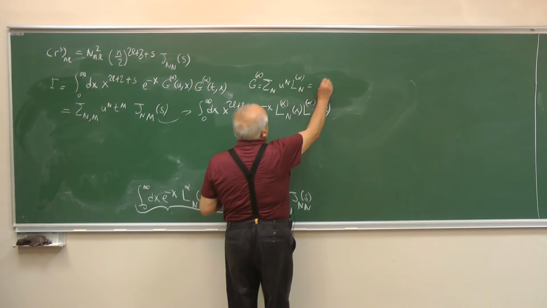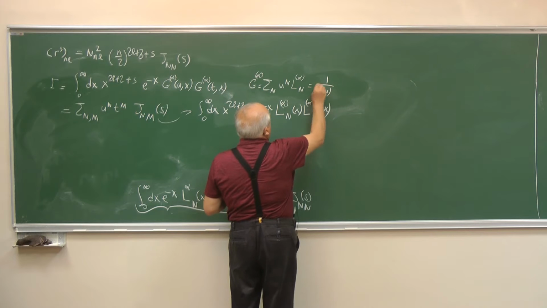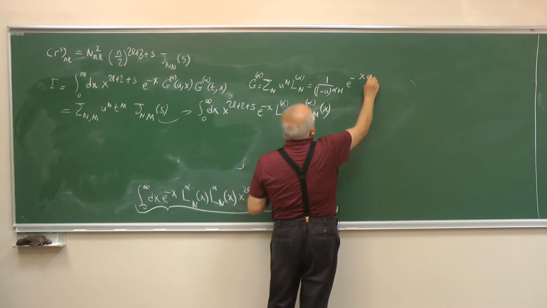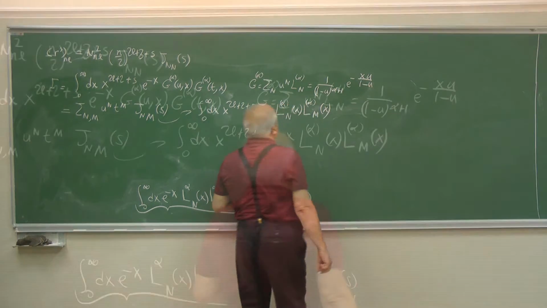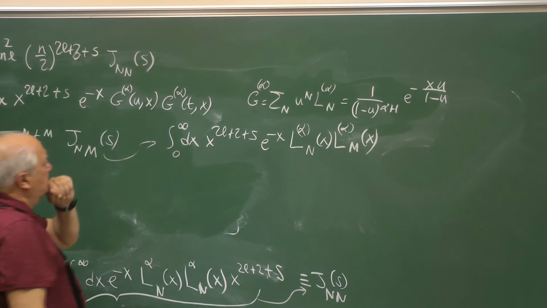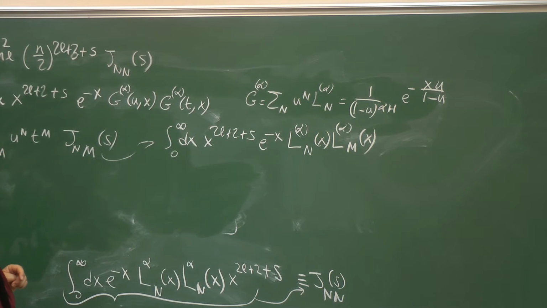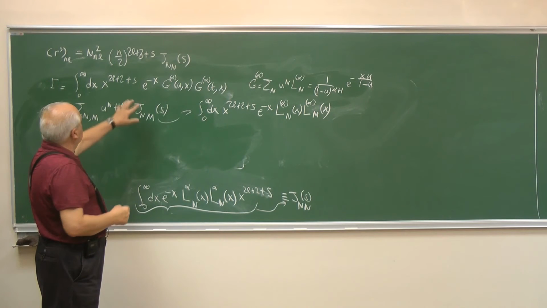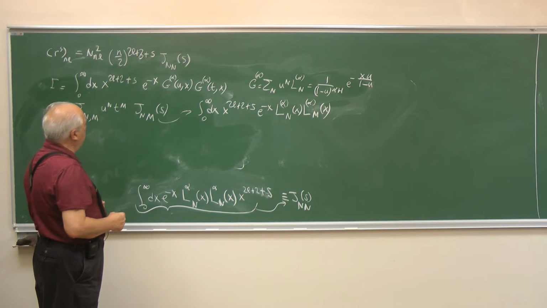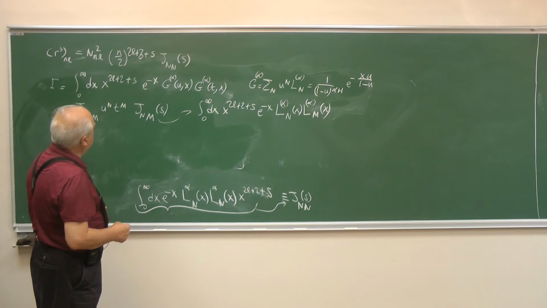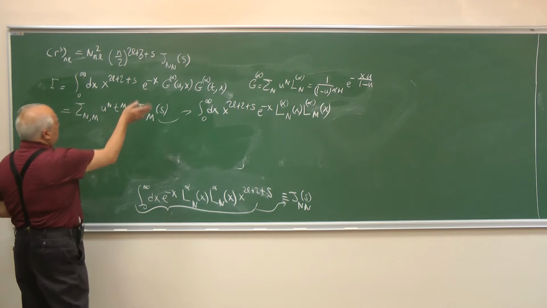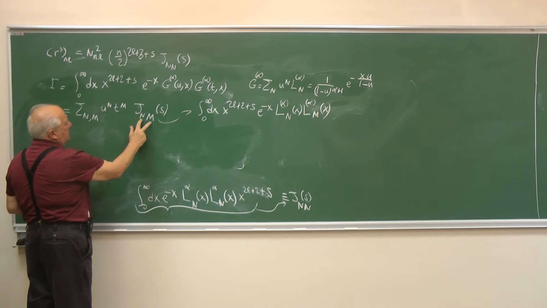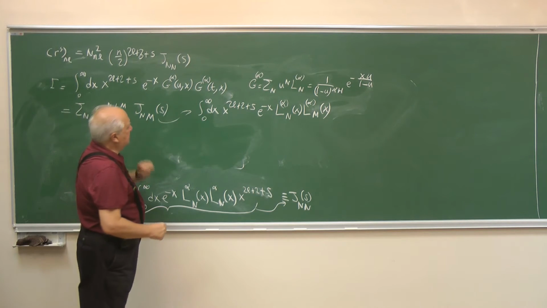For example, this one is (1 over 1 minus u)^(alpha plus 1) e^(-x u over 1 minus u). So because of that simpler form of the total closed expression, this integral is doable. And that integral then is equal to u^n t^m J_nm integrals, which are in general these.